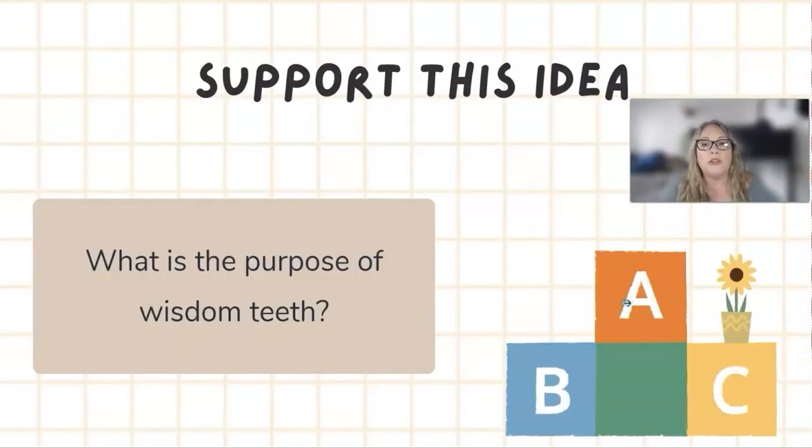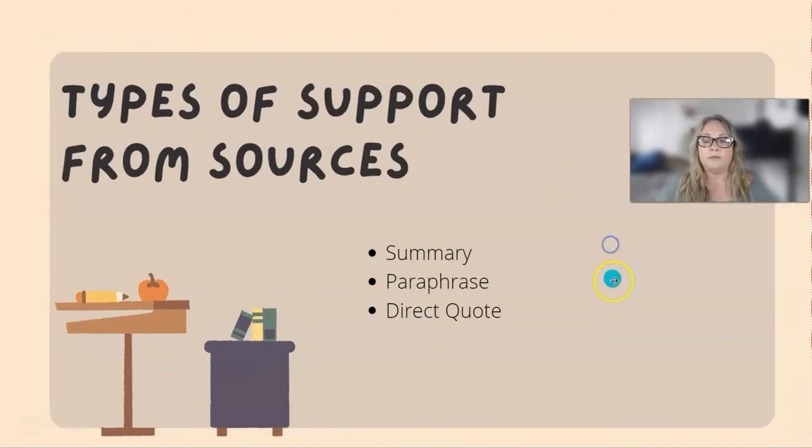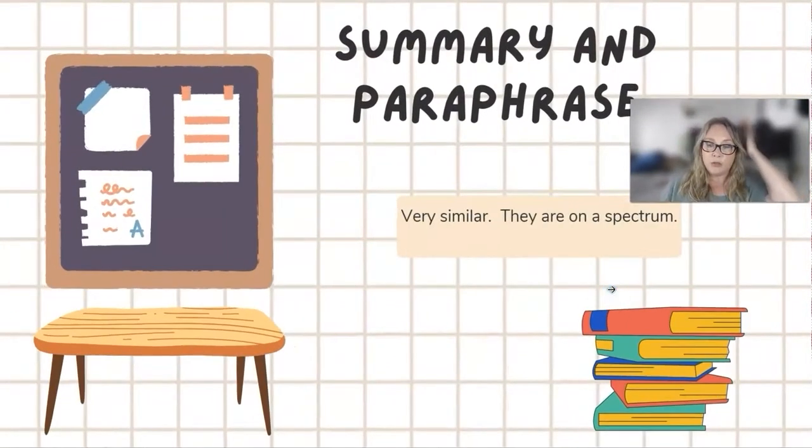We're actually going to try to use that text to support this idea. So what is the purpose of wisdom teeth? That's what we're going to try to support with the text. So there's different types of support from sources. You can summarize, you can paraphrase, and you can directly quote. Hopefully this is just review because you went over the information earlier in the module.